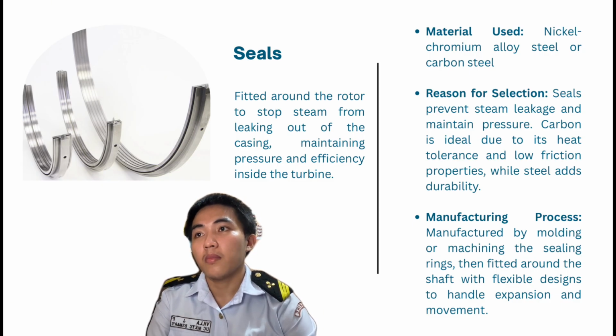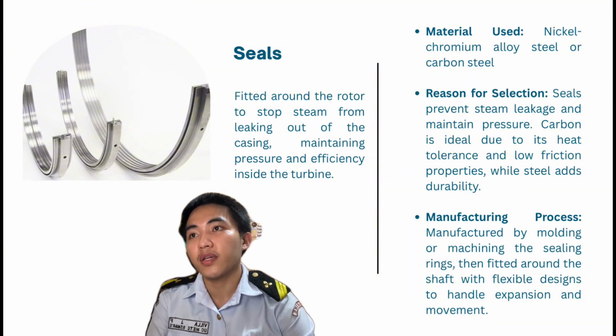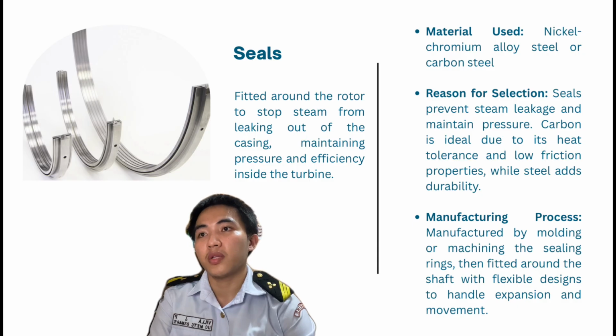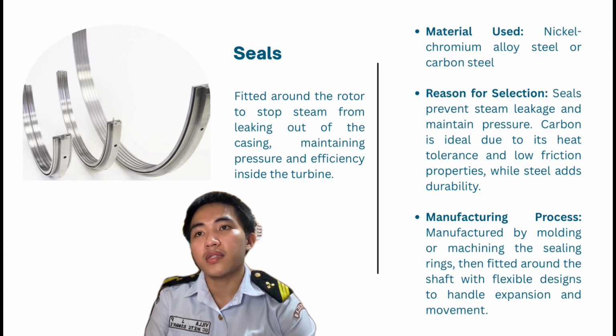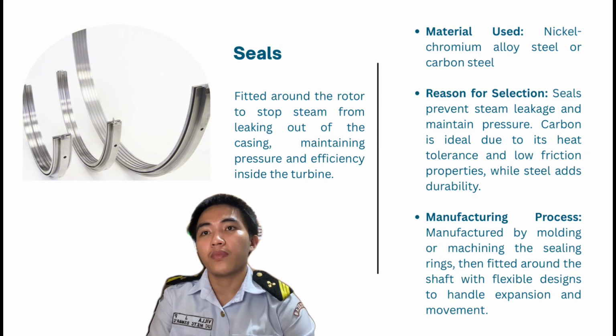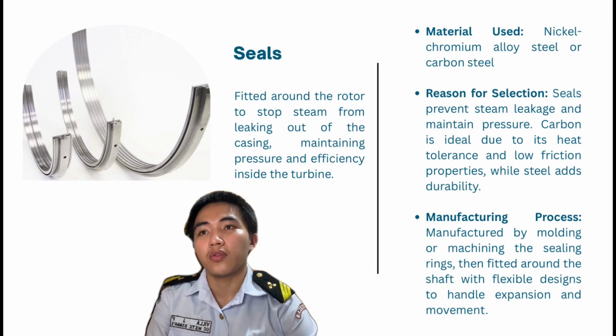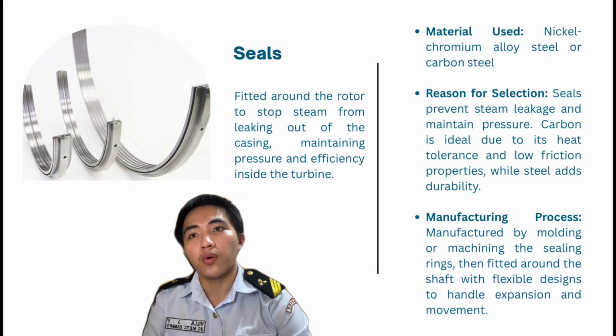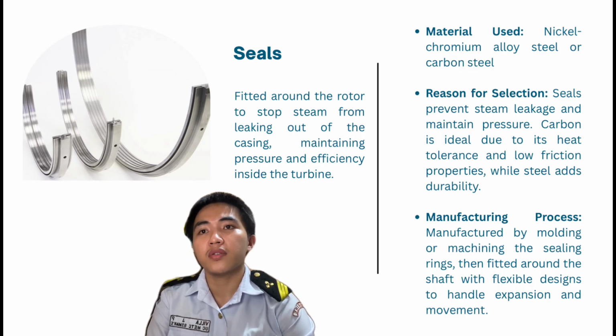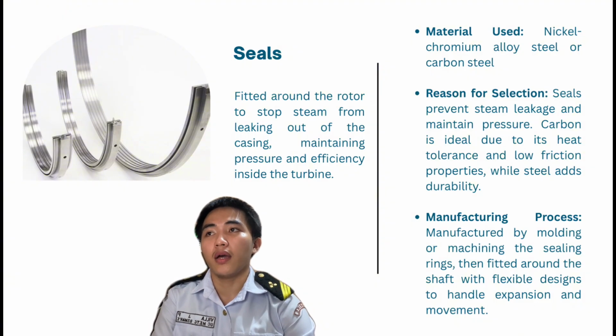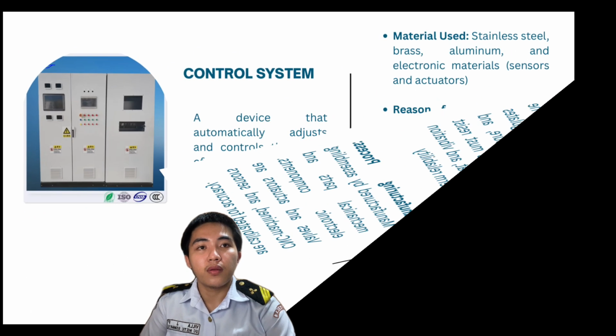Manufacturing process: manufactured by molding or machining the sealing rings, then fitted around the shaft with flexible design to handle expansion and movement. So the seals stop the steam from leaking out of the turbine. So they help keep pressure inside and make the turbine work well. So they are made from materials that can handle heat and movement.